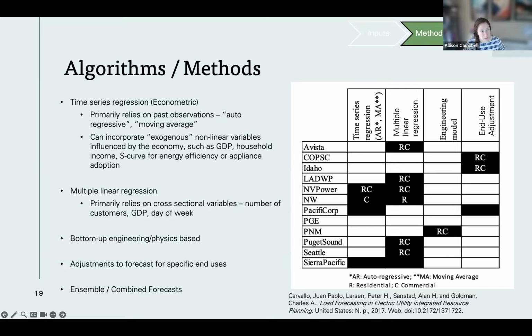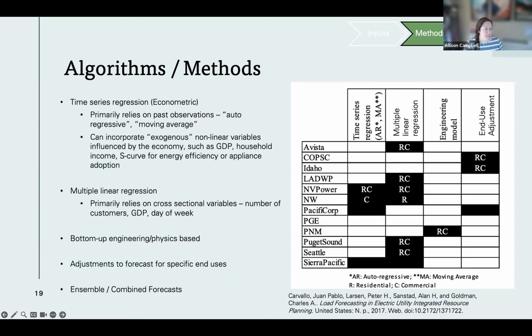Another approach that's commonly used is multiple linear regression. This relies primarily on cross-sectional variables. So this means like the number of customers, GDP, the day of the week. You can also combine all of these approaches, but these are the primary approaches.